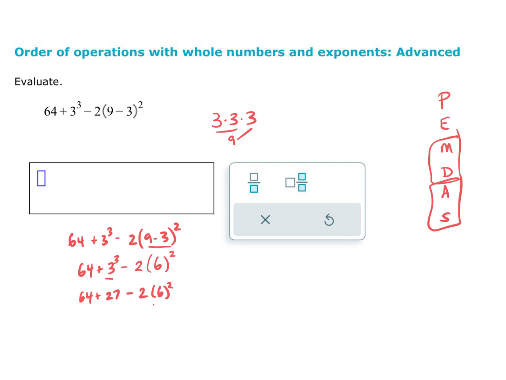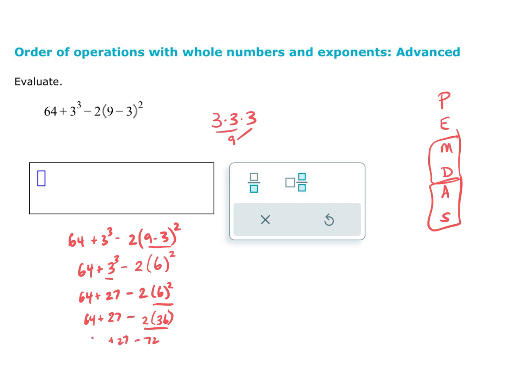And I'm now going to do this exponent. That would be 6 squared, which is 36. And the only reason I'm again putting that parentheses is because it's 2 times the 36. I could change that to a multiplication sign if I wanted. And now I've finished the exponents, so I'm looking for multiplication or division from left to right. Here's my multiplication. 2 times 36 is 72.